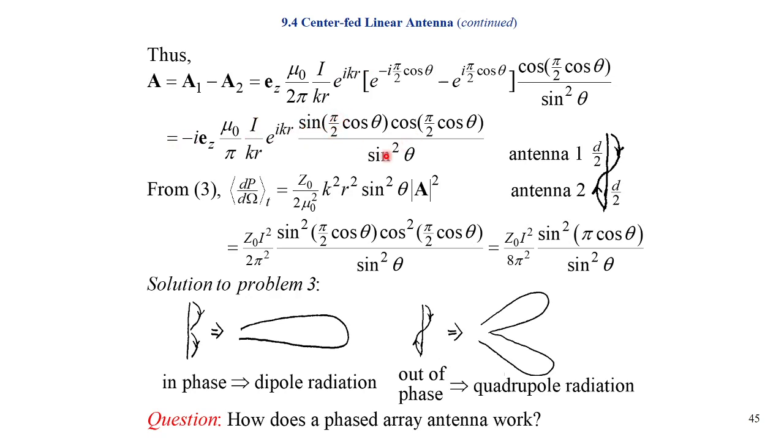This one can be rewritten into... it's not finished yet. And we just substitute this one into here: Z0 over 2 mu 0 square k square r square sine theta square. Sine theta square can cancel with this one, but this one we have a square, so we still have sine theta square in the denominator, and I square mu square cancel with this one. Z0 here, 2 pi square, kr square cancel, and absolute value gives us nothing.